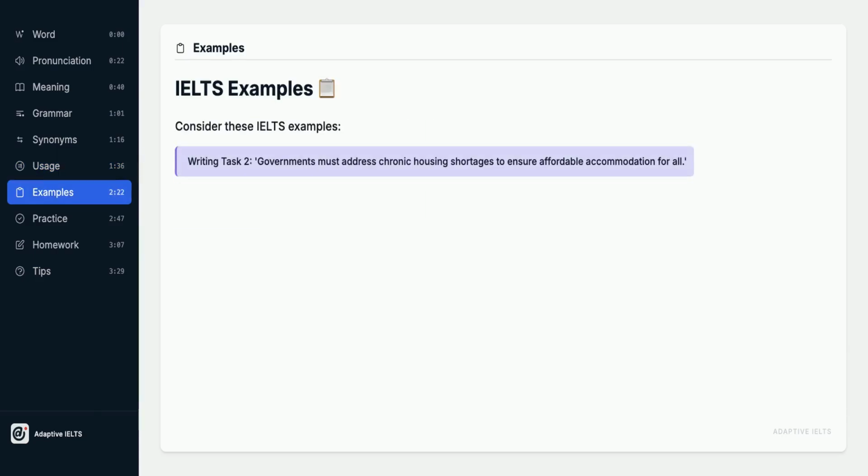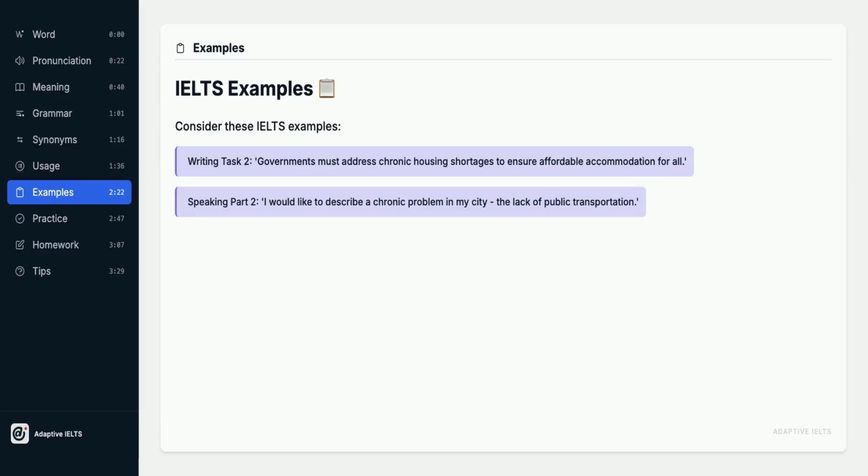Consider these IELTS examples. Writing Task 2. Governments must address chronic housing shortages to ensure affordable accommodation for all. Speaking Part 2. I would like to describe a chronic problem in my city, the lack of public transportation. These examples demonstrate how chronic can effectively describe long-term issues in your IELTS tasks.